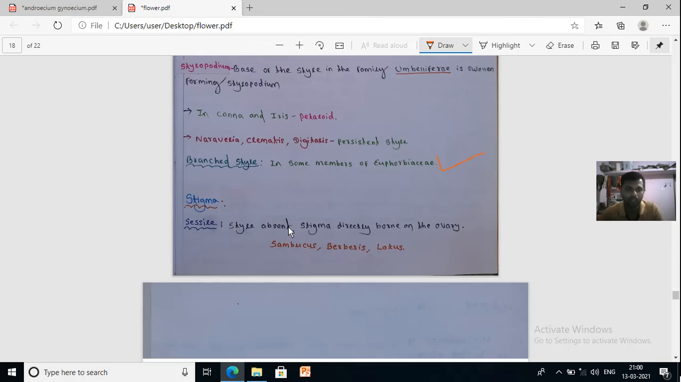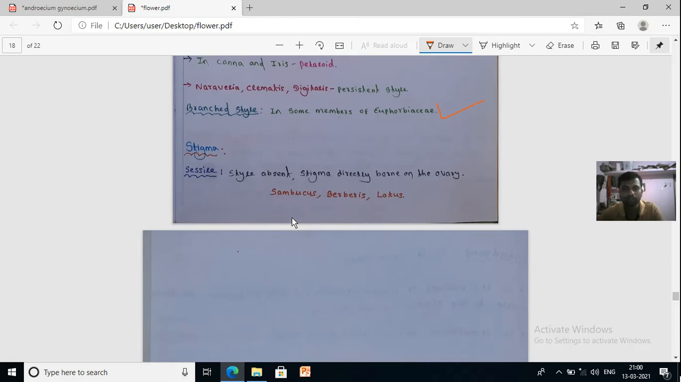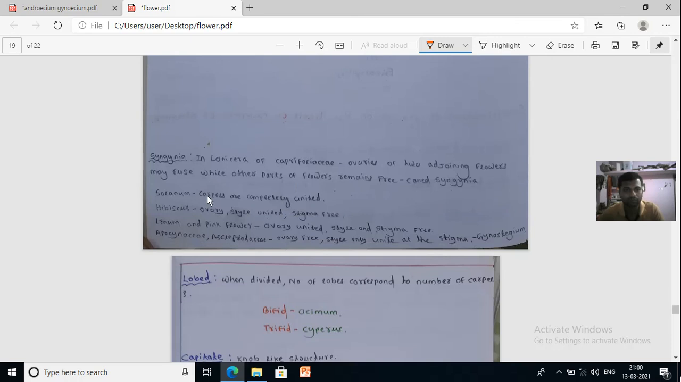Stigma: the apical part of the style is the stigma. Look at the stigma here, it is sessile. When the style is absent, the stigma is borne directly on the ovary, as in Sambucus, Berberis and lotus. Here this point should be remembered.